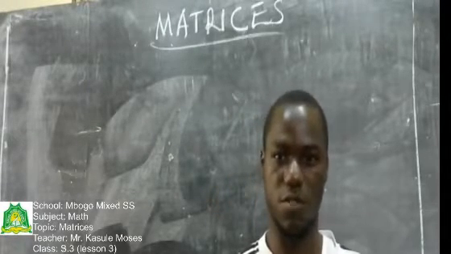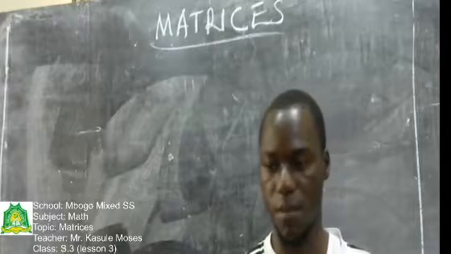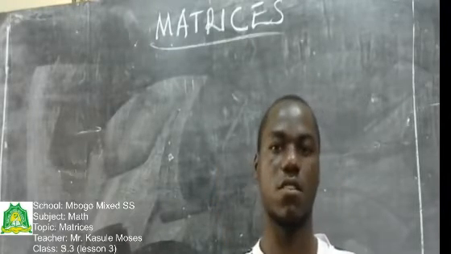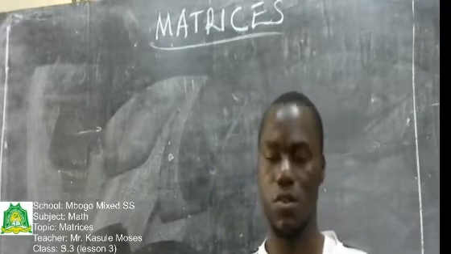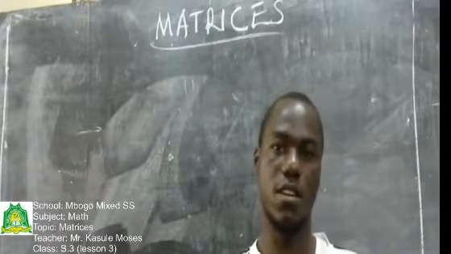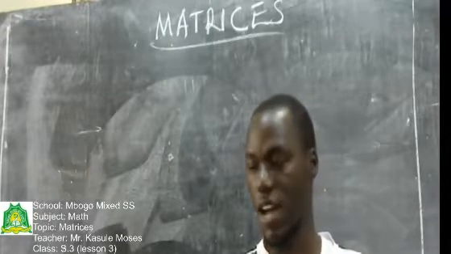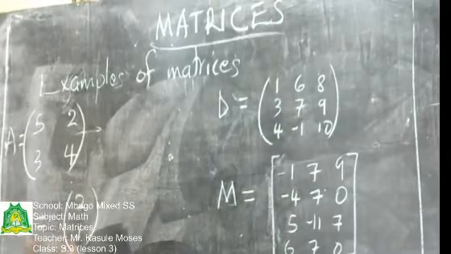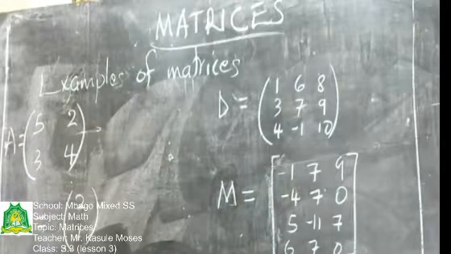In our lesson 3 today, we're going to talk about matrices. We're going to first talk about the order of a matrix. Then we talk about addition and subtraction. Then others. Here we have a list of some examples of matrices.